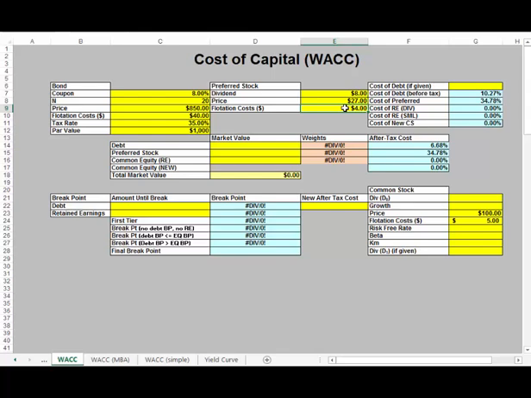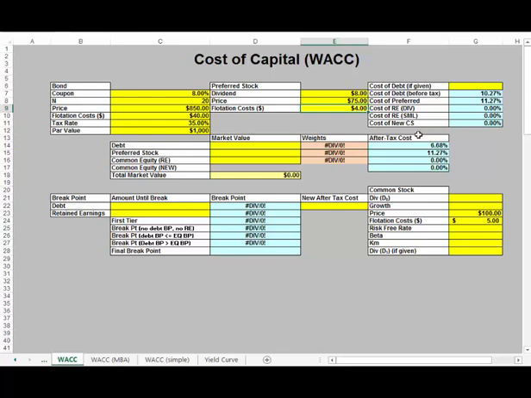So now you can see that the cost of preferred is actually way too high. So let's make this a higher number. Let's say it's $98. And again, I'm trying to get this to make some semblance of order here. Let's make it $75. So now you can see that the cost of debt is 10.27%, and the cost of preferred is 11.2%.